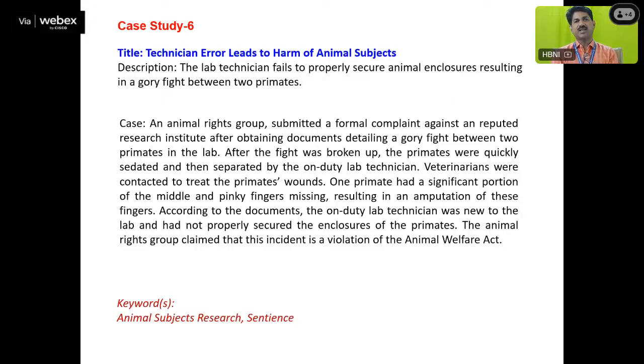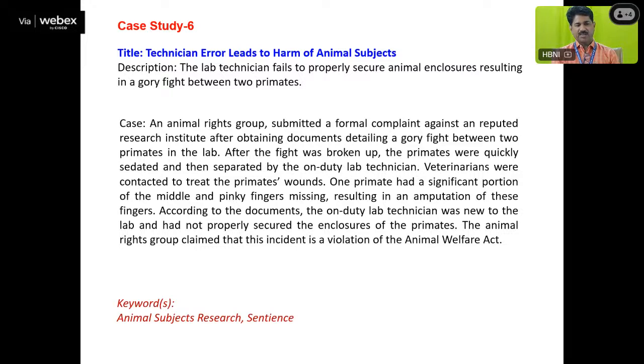In this particular issue, such things have happened. So what happened? The case states that an animal rights group submitted a formal complaint against a reputed research institute after obtaining documents detailing a gory fight between two primates in a particular lab. After the fight was broken up, the primates were quickly sedated and then separated by the on-duty lab technician. Veterinarians were contacted to treat the primates' wounds. One primate had a significant portion of the middle and pinky finger missing, resulting in an amputation of these fingers.